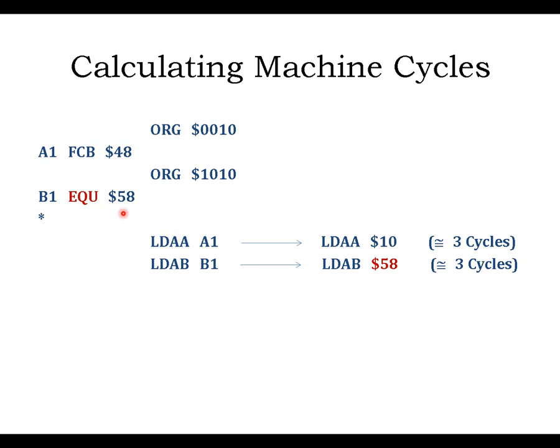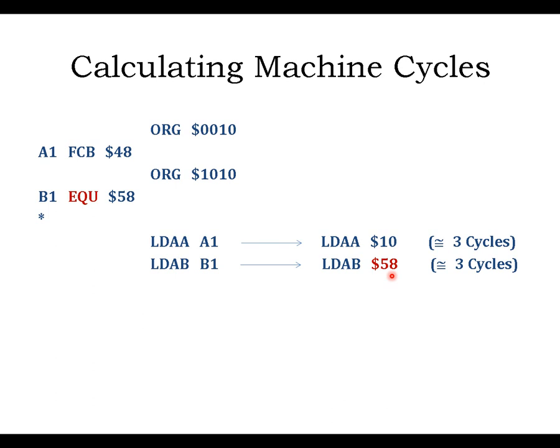Look at the red marked. Do you see the change here? Because now anytime you see B1, that gets replaced by 58, not by the address of A1. Remember, previously it was the address of B1, right? But now this is not the address, this is the data of B1. So be careful about the EQU, which is a little bit different than all the other ones.